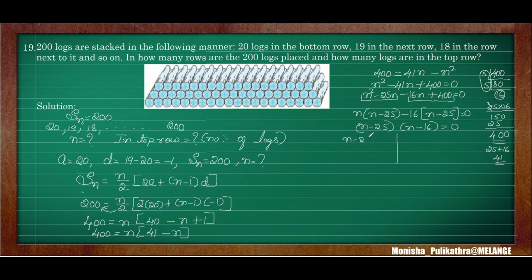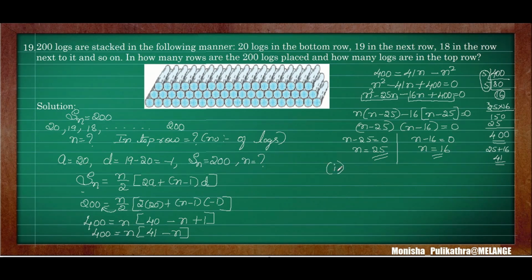So n minus 25 is equal to 0, we get n is equal to 25. n minus 16 is equal to 0, we get n is equal to 16. So both are possible values, and we need to find out the number of rows. Either 16 is the number of rows or 25 is the number of rows.